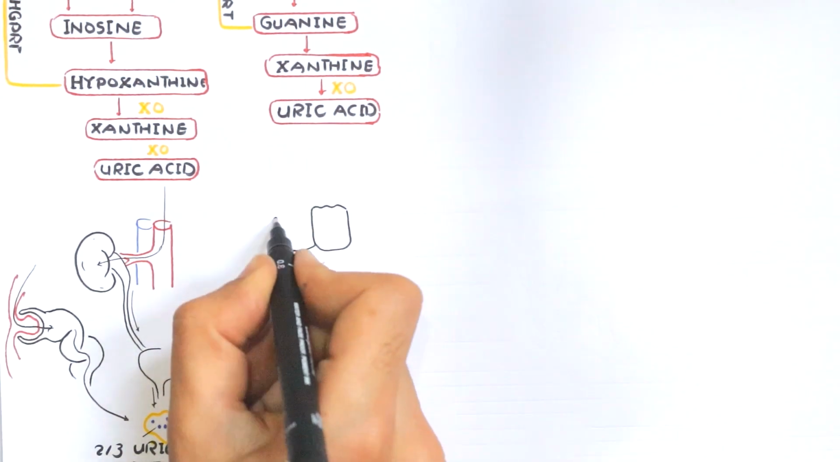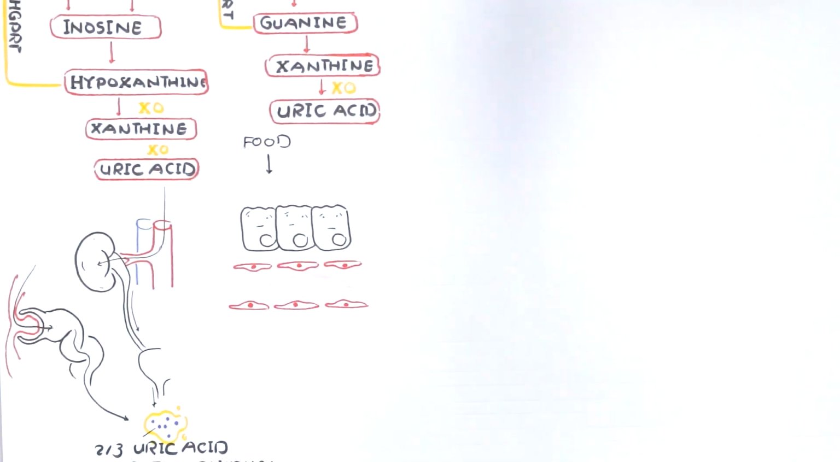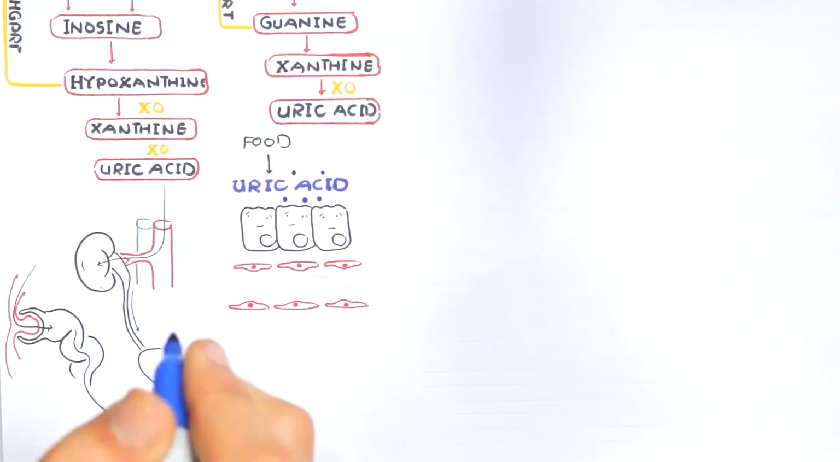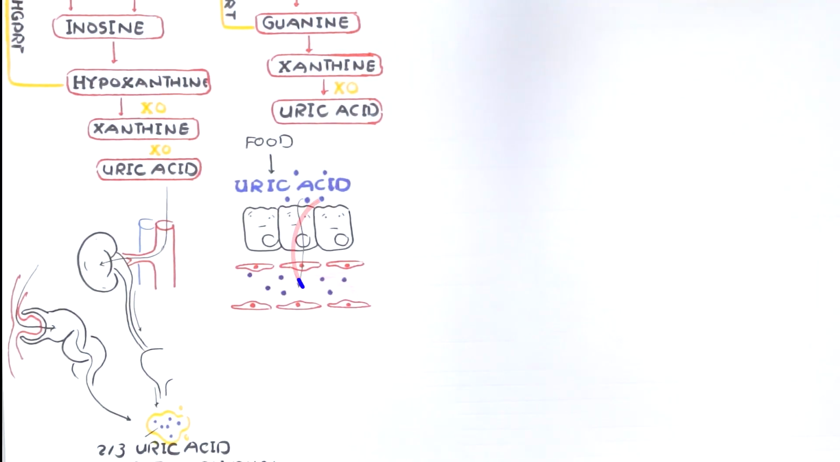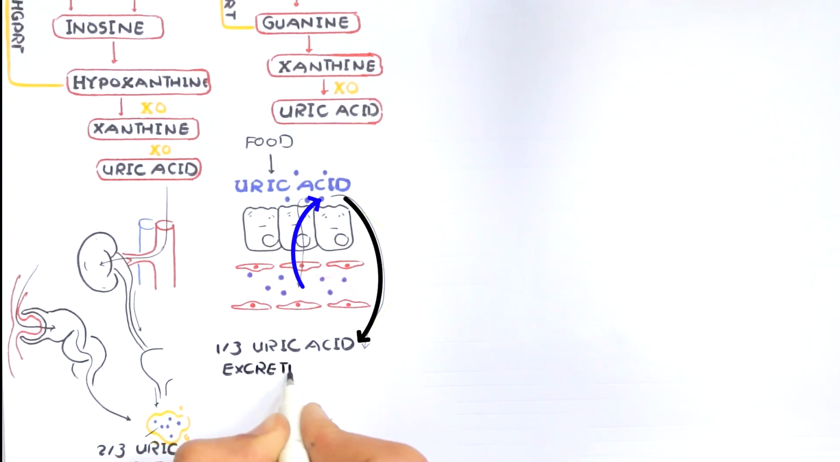Here is the mucosa of the intestine and the blood vessels beneath the basement membrane. Food is transformed into uric acid as we discussed before, and then there is uric acid inside the lumen and uric acid inside the blood. Uric acid inside the blood is transported into the intestinal lumen, then excreted in stool. About 1/3 of urate is excreted in stool after intestinal secretion and uricolysis.